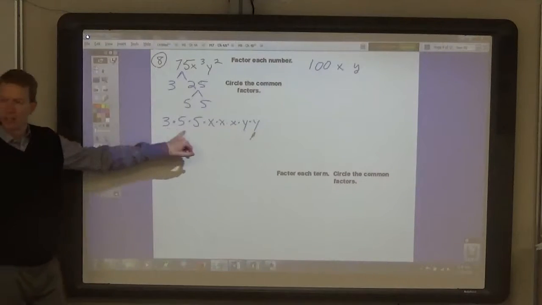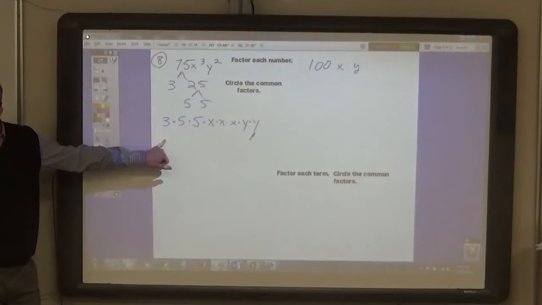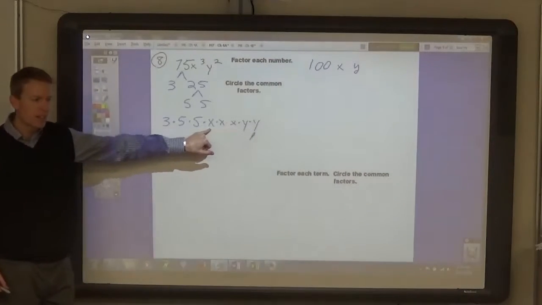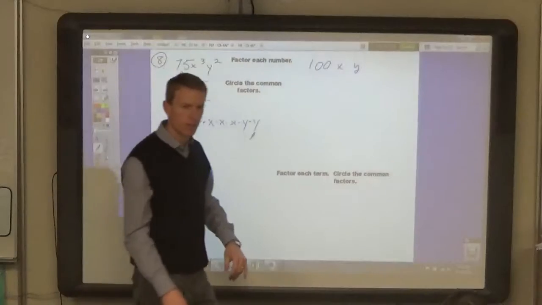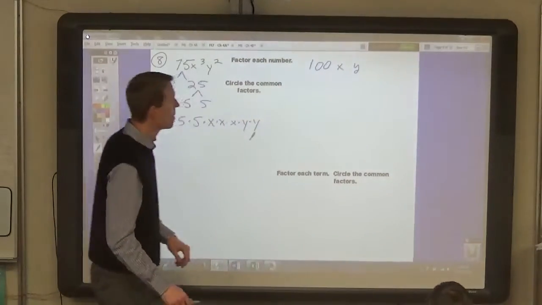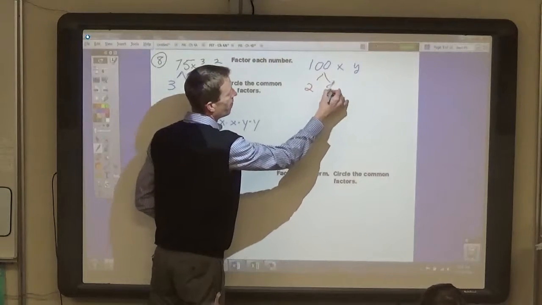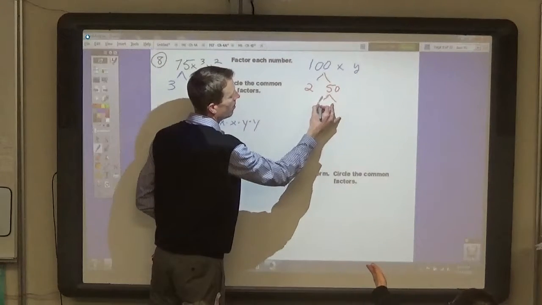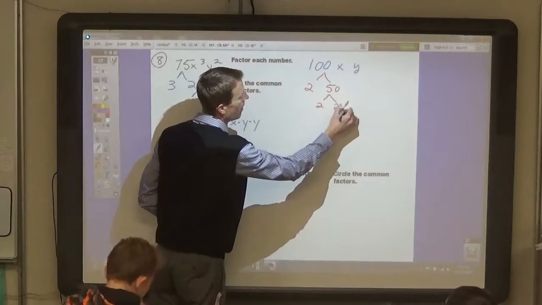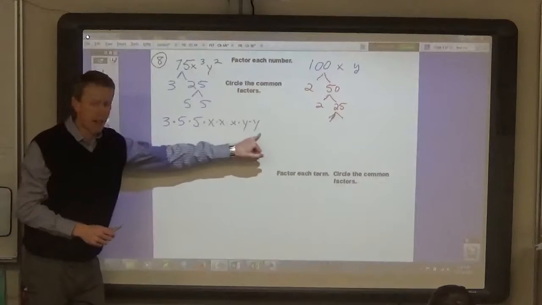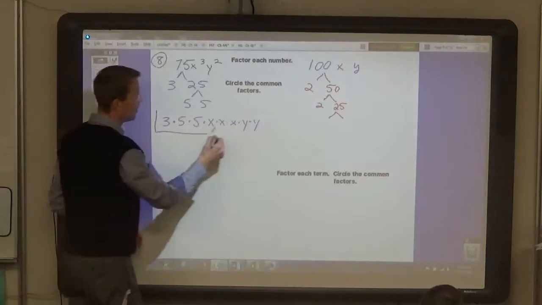Okay, so write that out. Where do we put it? Underneath, or on the side, next to it. Write this out on the side of the problem. There's room. And then on 100, 2 and 50, 2 and 25. Just write this out. Okay? We're still factoring it.